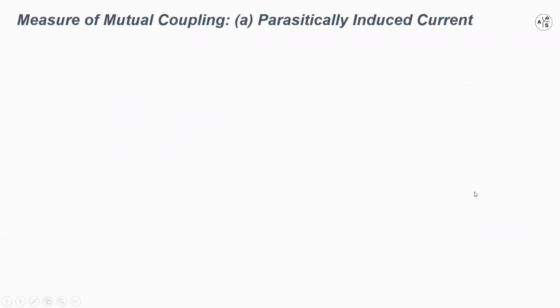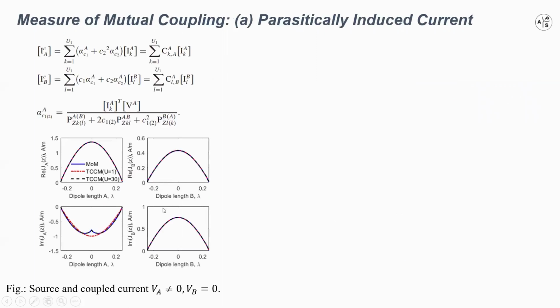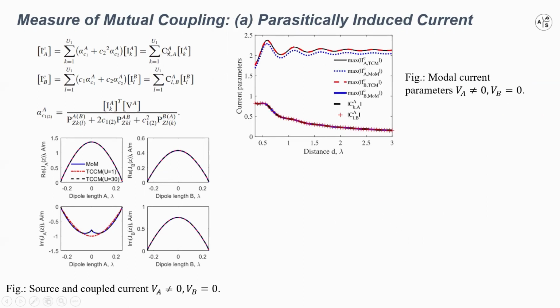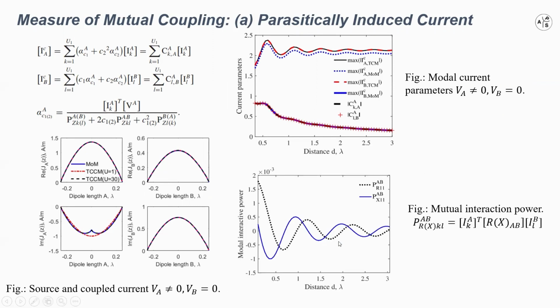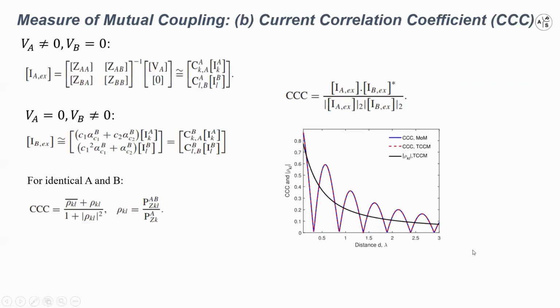matches quite well with the method of moment techniques here for a pair of dipoles. So with only the first pair of odd and even modes, the results match for the coupled current. Similarly, the modal coefficients match with the coupled current as well as the source current here. And the mutual interactive power independent of excitation is also shown here.